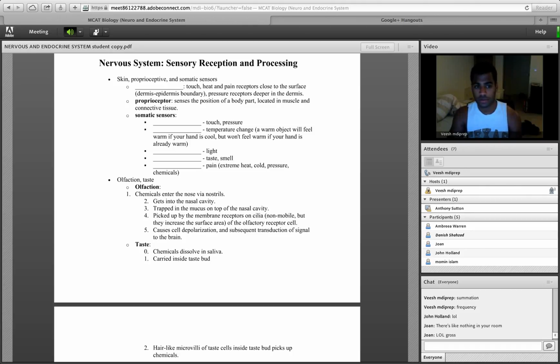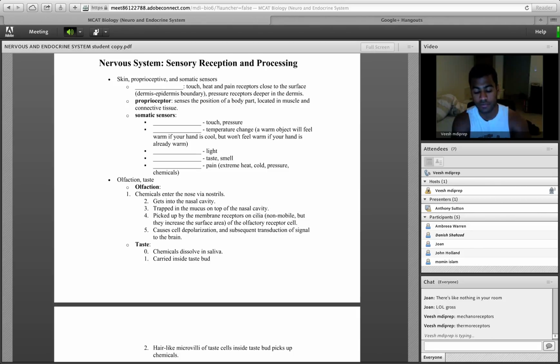The proprioceptor senses the position of a body part. So it can sense, oh, my hand is here. Those are specifically located in muscles and connective tissue. Somatic sensors have a number of different types. I'll type these out as I talk about them. Touch and pressure are sensed by mechanoreceptors. Temperature changes are sensed by thermoreceptors.